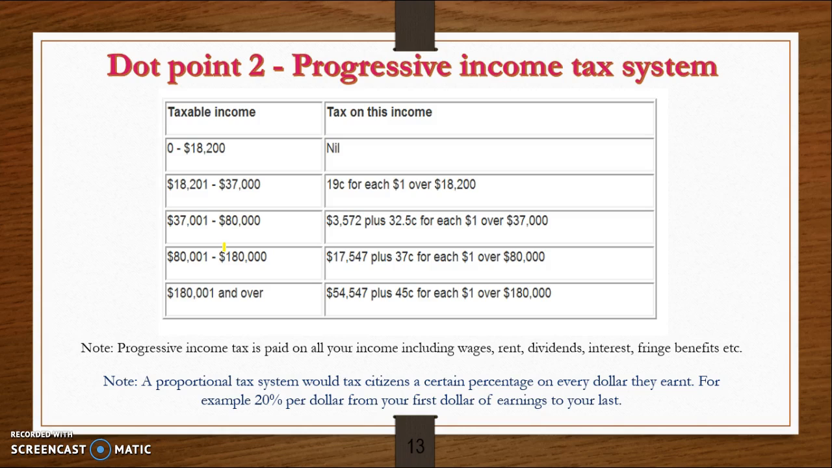So basically the first thing you need to do is work out your total amount of income. If you're earning wages, rent, dividends, interest, fringe benefits, you've got to total the whole thing up to work out what your total income is, or your total gross income. Then you need to apply Australia's tax brackets to that gross income. So you work out what your total gross income is. If your gross income is above 180,000, you've got to use the tax brackets to calculate the amount of tax you would have to pay.